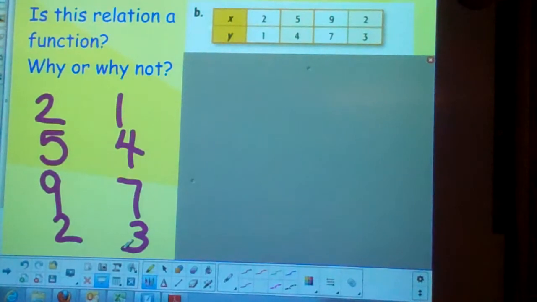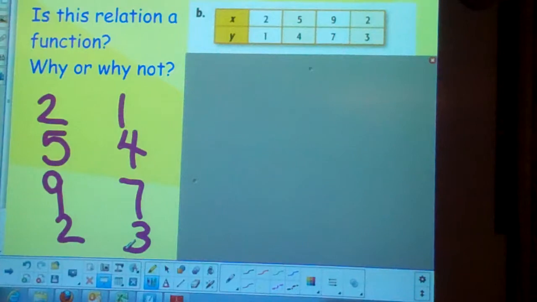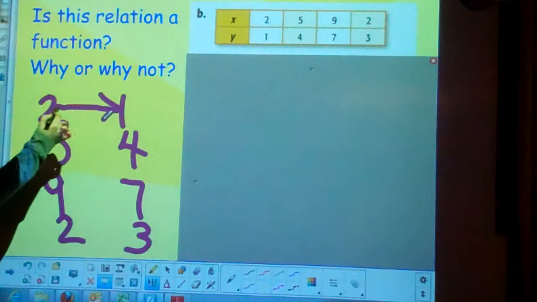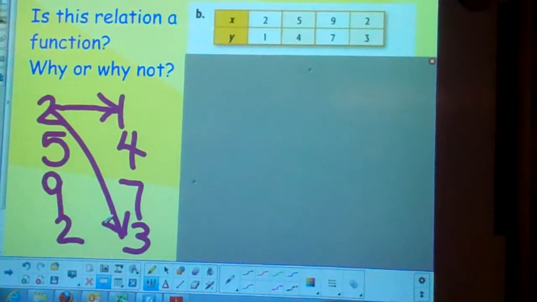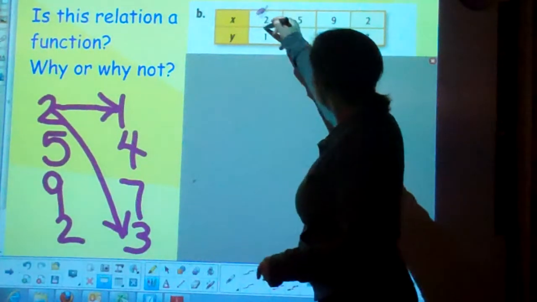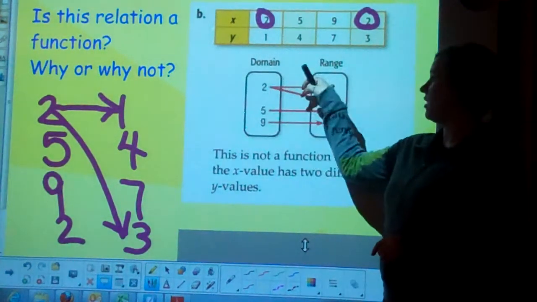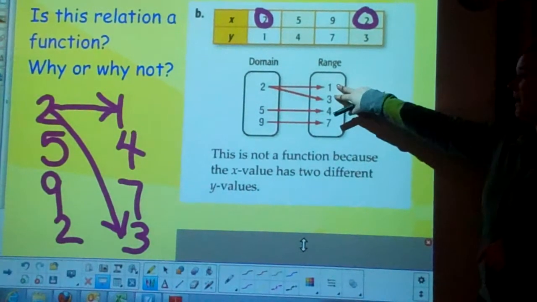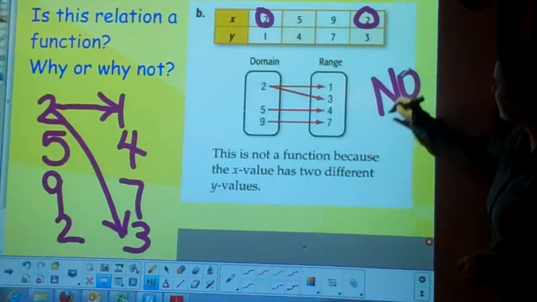Devin, you said no right away. Why did you say no? Because for 2, you can have 1 or 3. Okay, so 2, although it's listed here twice, can either go to 1 or go to 3. So is this a function? No, because there are 2 outputs for the input of 2. There are 2 values for y with the 1 value of x. So therefore, no, it is not a function.